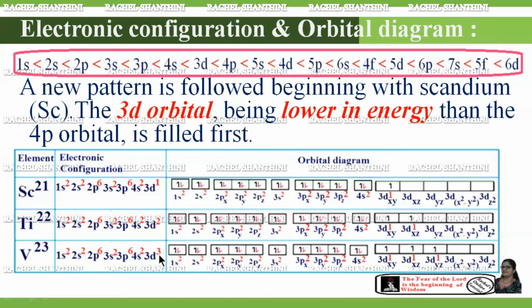So how many electrons do we have here? 3 electrons. The first electron will occupy 3dxy. The second electron will occupy 3dxz. And the third electron will occupy 3dyz, right? In these 3 orbitals, we need to draw the upward arrow mark, which represents the positive spin of the electrons. So a new pattern is followed, beginning with scandium. Here the 3d orbital, being lower in energy than the 4p orbital, is filled first.